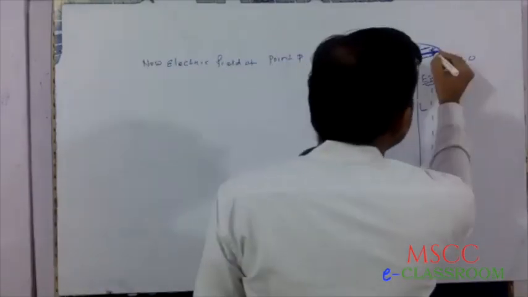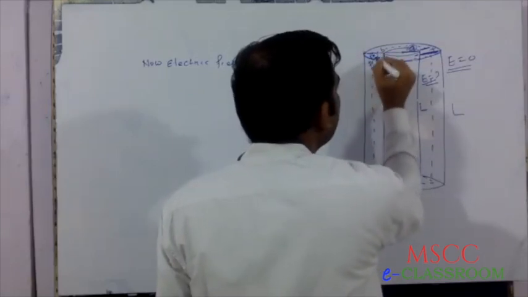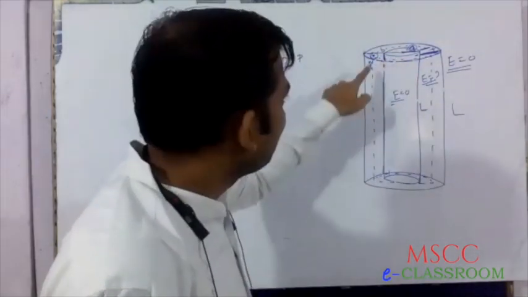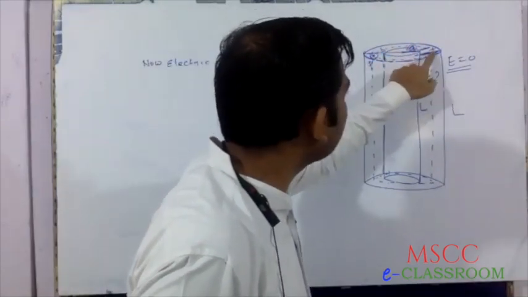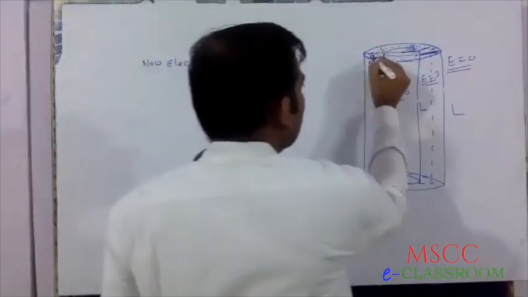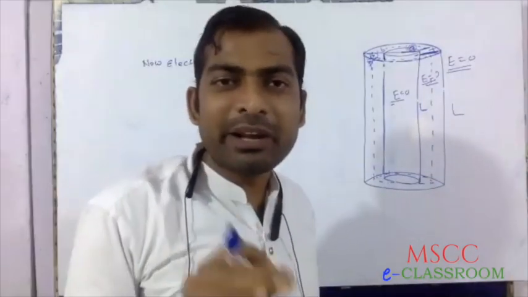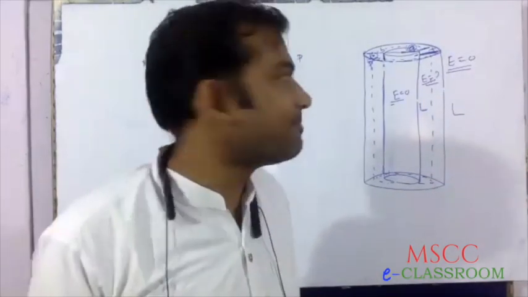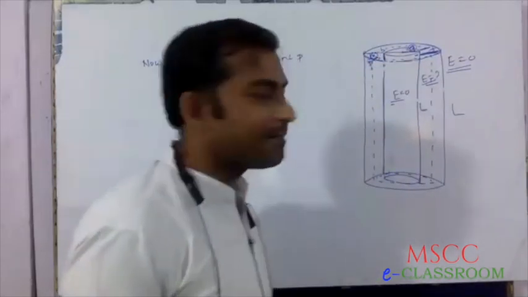Suppose this is a point P. Look at this figure. This is a point P in the inner region. Let us assume a point P where we determine the electric field intensity.